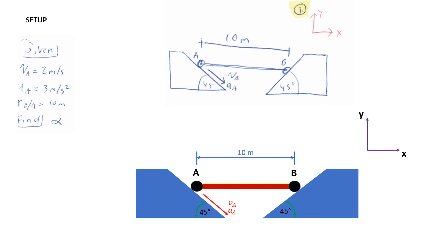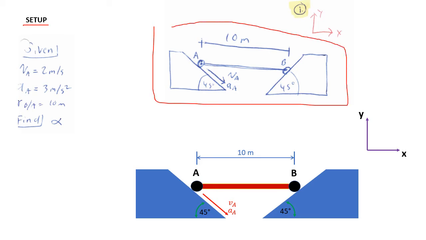Now that we've had a chance to read through the problem statement and take a look at the given diagram, the next thing we want to do is create our setup page. On the setup page, I first made a hand drawing of a simplified diagram from the 3D diagram given in the problem statement. I draw out my two 45-degree ramps, and I have my rod AB going across it at a length of 10 meters. I have my VA and my AA, and I can tell that these are at 45 degrees.